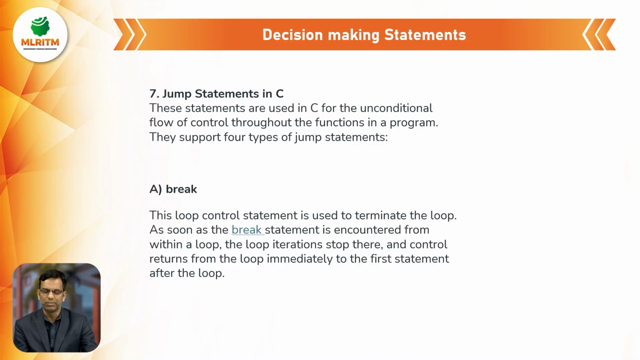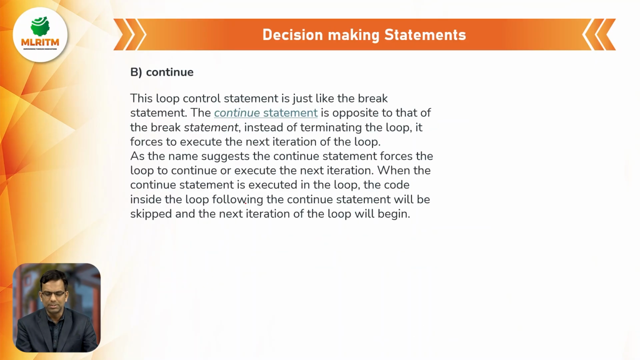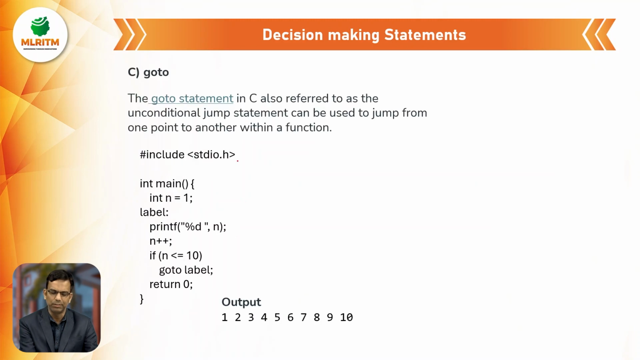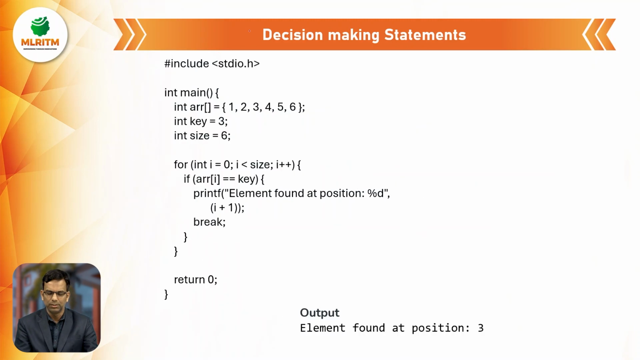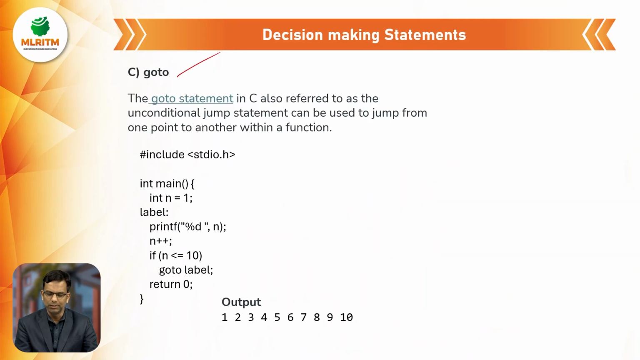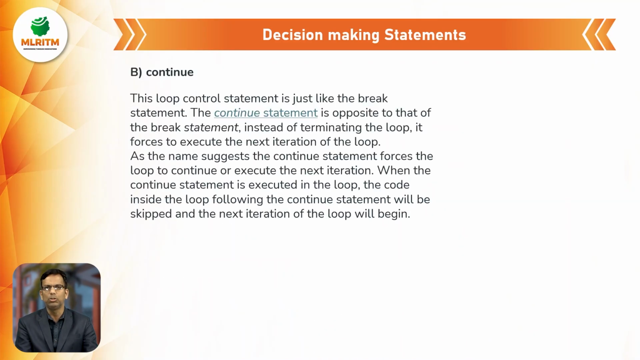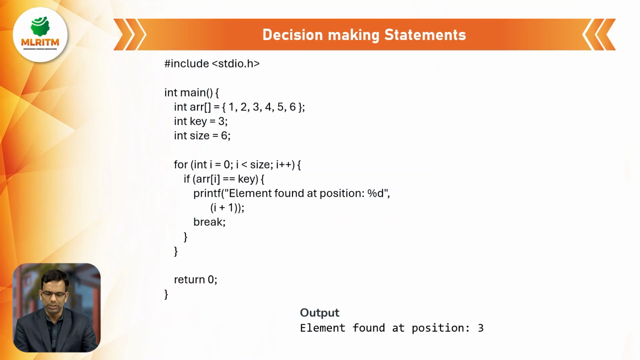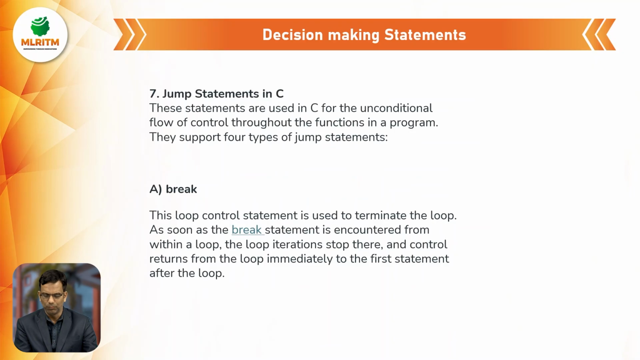Here I gave three keywords. One is break, second one continue, and third one goto. Break is first one, second one continue, and third one goto. So basically goto is called a jumping statement. Along with that, goto, we will declare break and continue. So what will be a break?